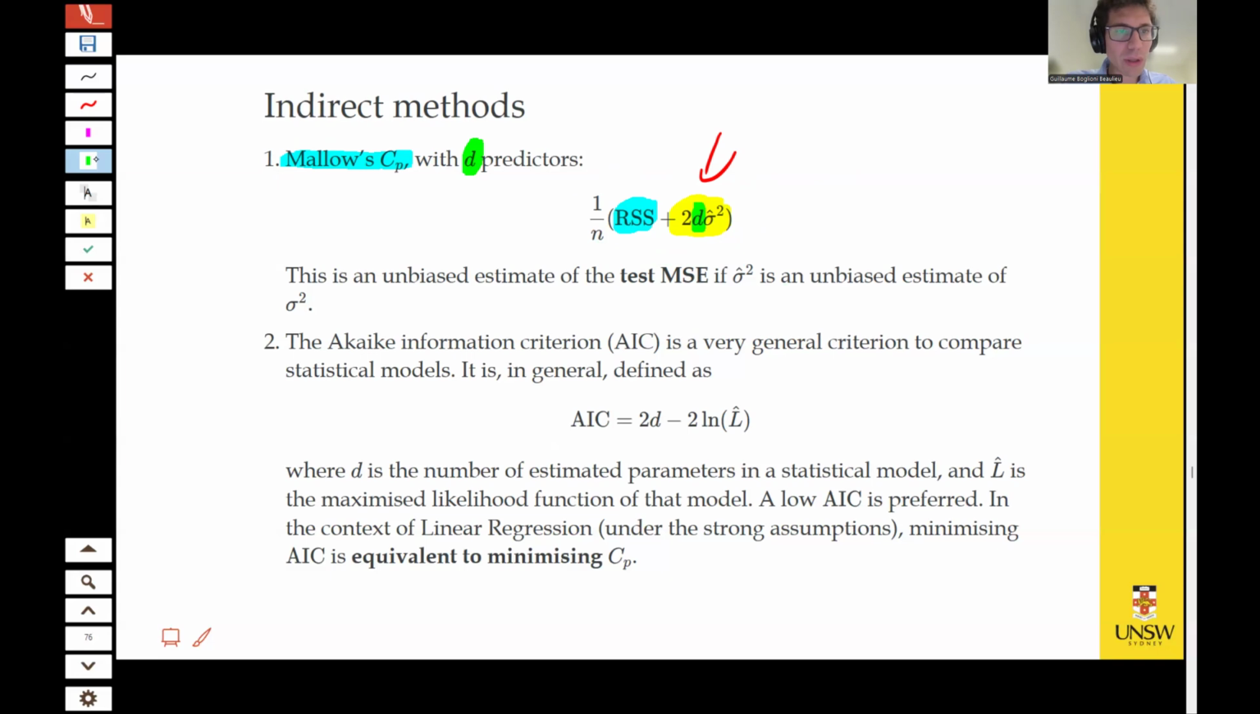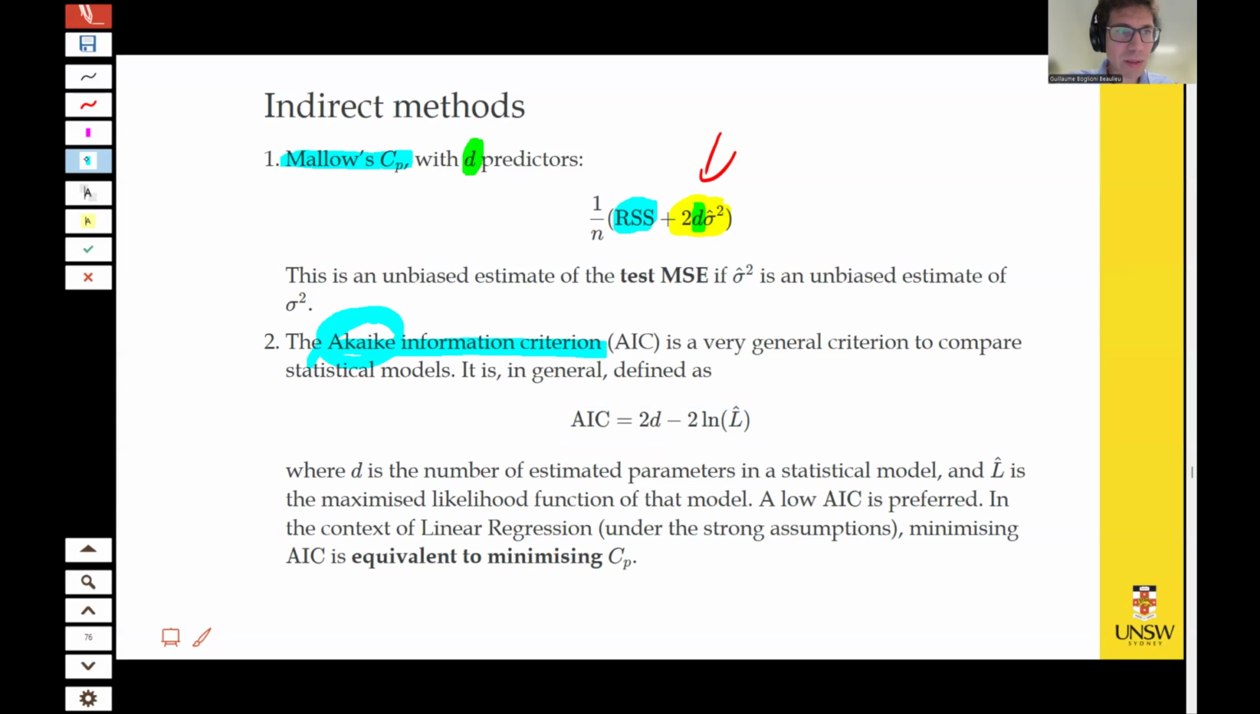The second criterion is the famous Akaike information criterion, named after this Japanese statistician Akaike. Now, this is a very general criterion you can use for a whole host of different statistical models to pick the best model among several candidates. Here we have a special application of this. We use Akaike in the specific context of linear regression. But in general, this criterion is defined like this. So this is the general definition.